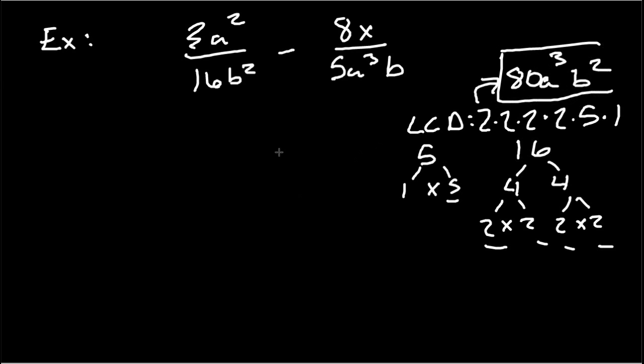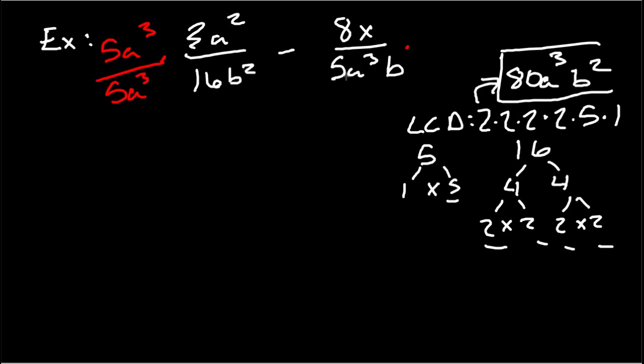So what does it take to get to the LCD? Let's start over here with this denominator. What does it take for 16 to get to 80? Well, that's 5. And is there even an a cubed over here? No, there's not. We need to get to a cubed, so let's put an a cubed over here. And then b squared to b squared, nothing needs to change there. So we multiply the top and the bottom by 5a cubed.